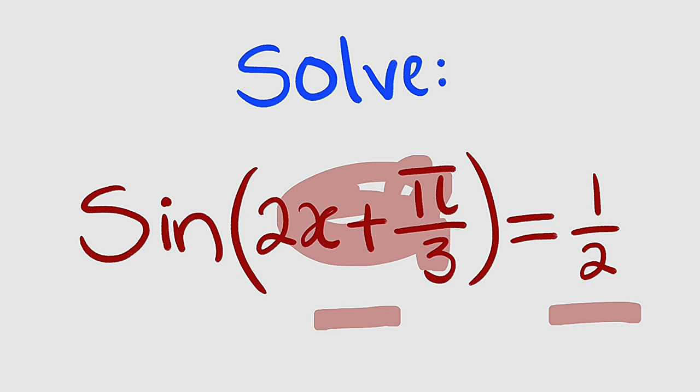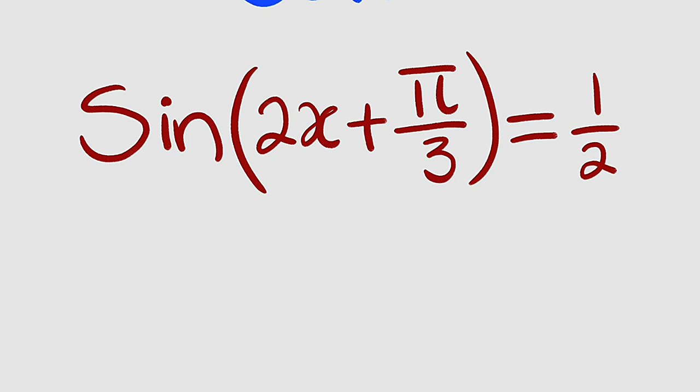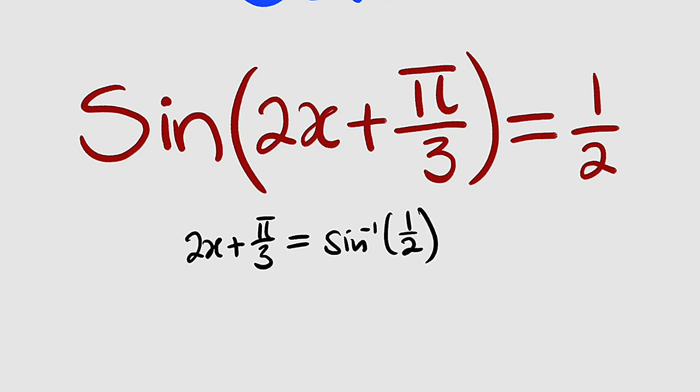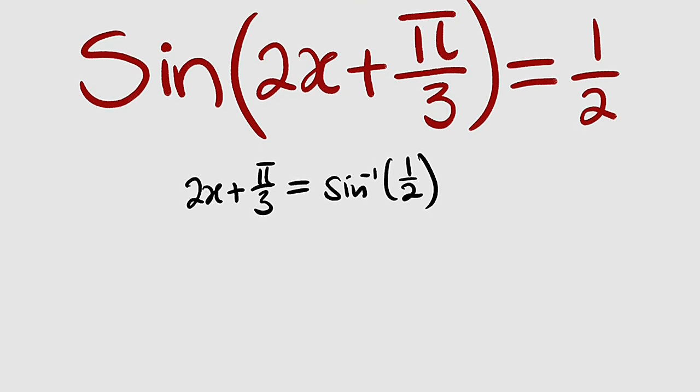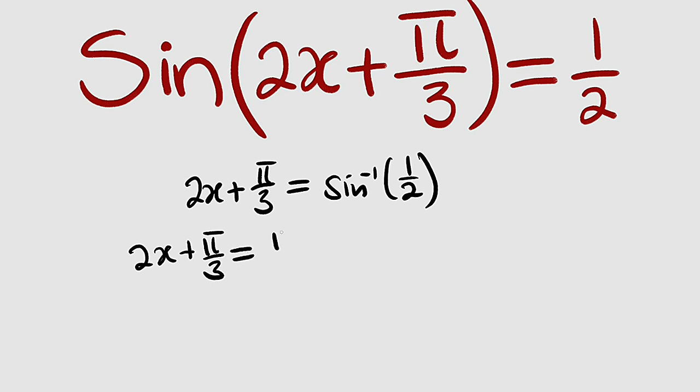And it is as simple as taking sine inverse of both sides, right? So let's do that. If you take sine inverse of the left hand side, you will be left with 2x + pi/3. And you have to take sine inverse of the other side, 1/2. And sine inverse of 1/2 is pi/6. So we have 2x + pi/3 equal to pi/6.